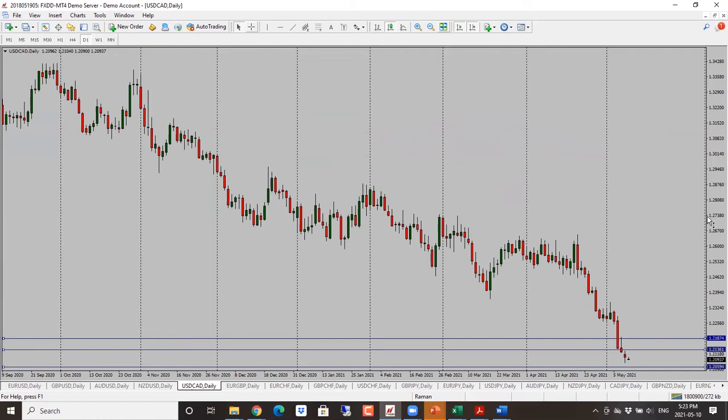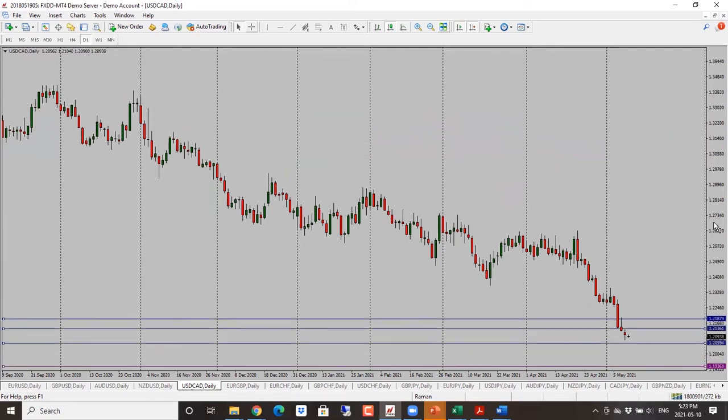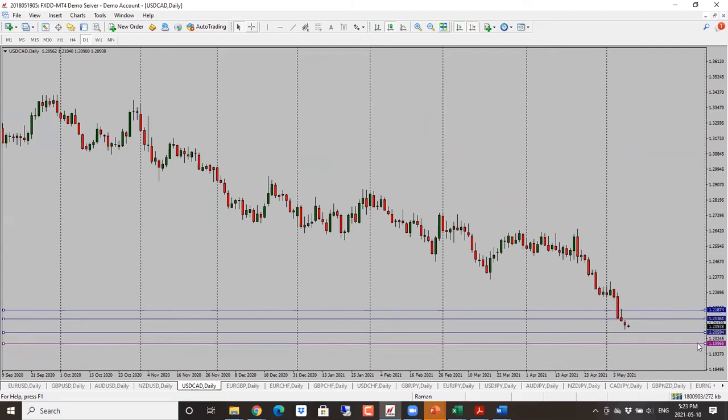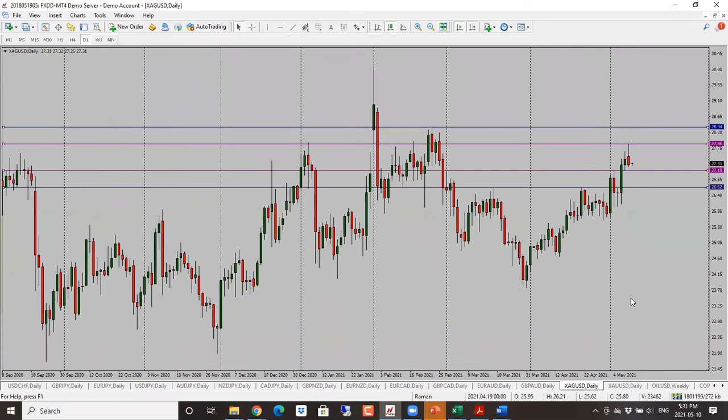Dollar CAD here, Canadian dollar still holding strong. So bias is still to the downside here. 1.2060 is the first target, and then 1.20 will be the second target. So bias is bearish for dollar CAD.